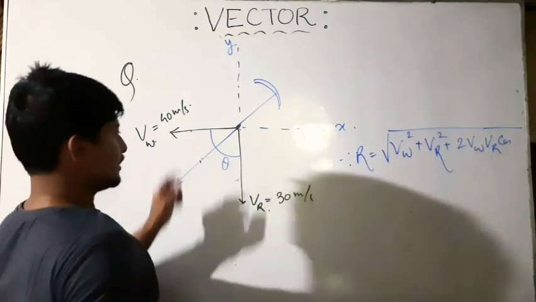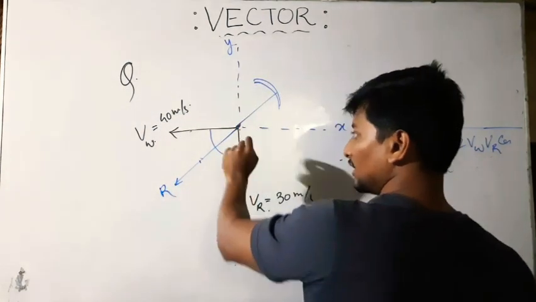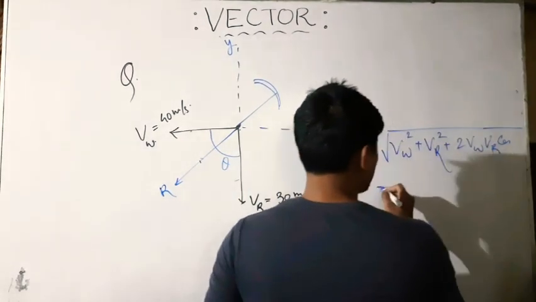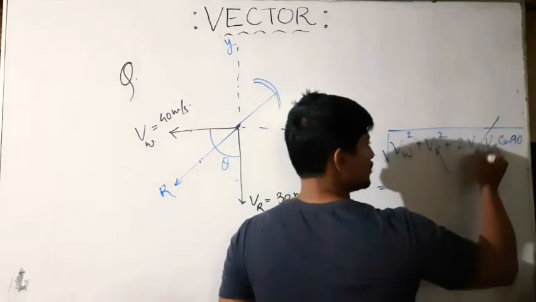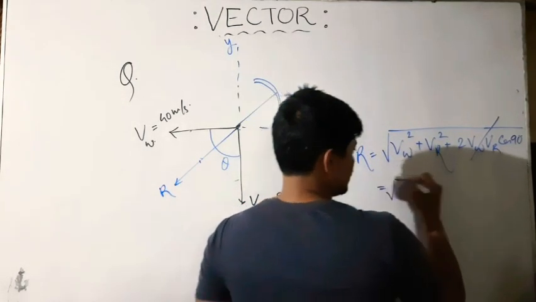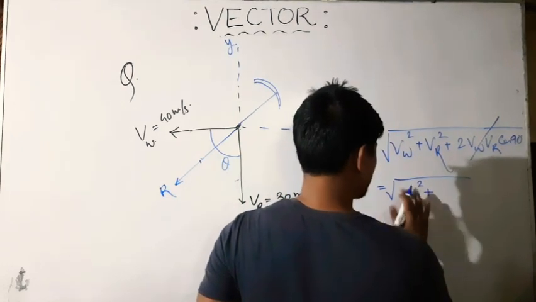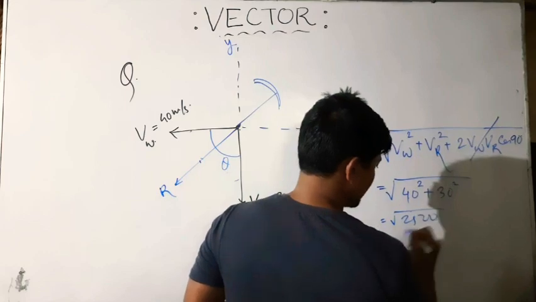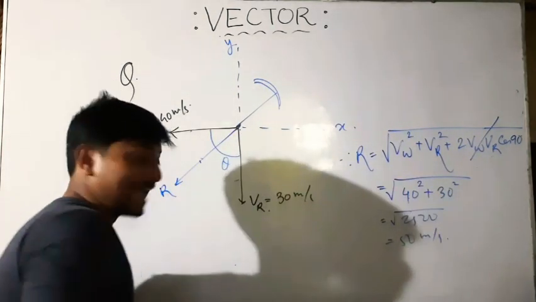So theta means the total angle. Now what is the total angle? See, one is falling in the downward direction, another is towards east. So the total angle is 90 degrees. So theta's value is 90, and we know cos 90 is 0, so this part will be cut out. The final answer will be 40 square plus 30 square. That will give me 2500, and the answer will be 50 meters per second. So it is only the magnitude. I have to find the direction now.